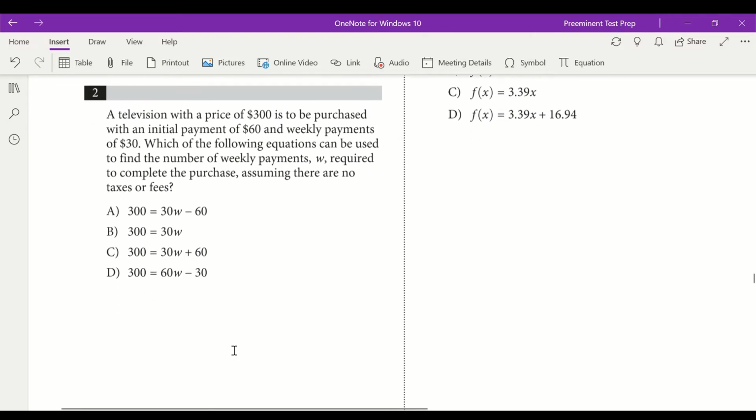Question 2. A television with a price of $300 is to be purchased with an initial payment of $60 and weekly payments of $30. Which of the following equations can be used to find the number of weekly payments W required to complete the purchase, assuming there are no taxes or fees? Well, we know $300 is our total cost. We know we are initially paying $60, and we know we are paying $30 every week, which is represented by W. So we have 300 equals 30W plus 60, which is C.